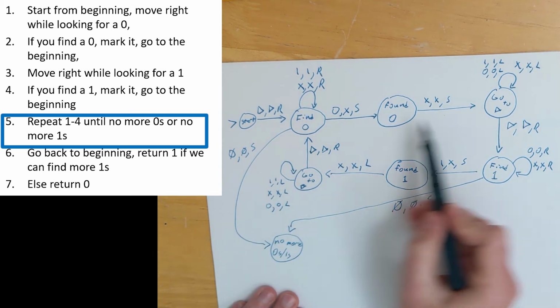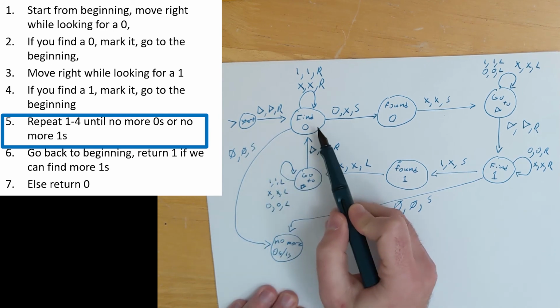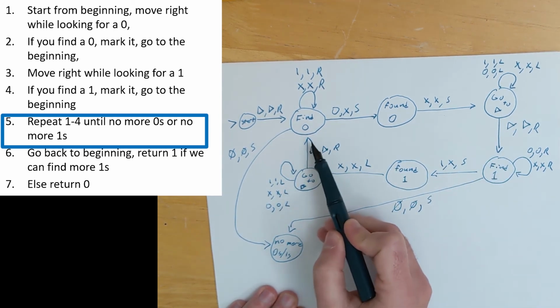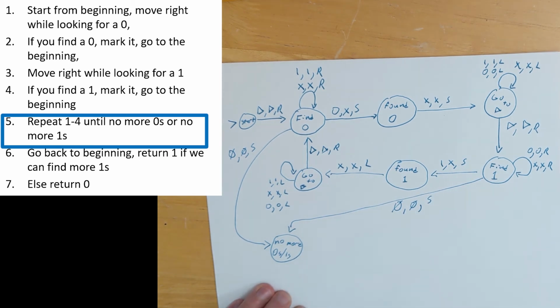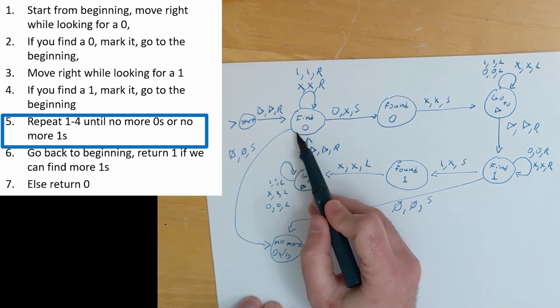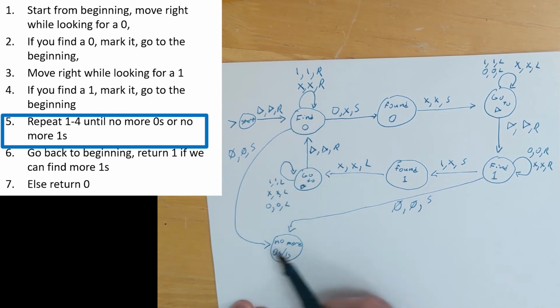Alright, so here I have my start state. Here I have the loop of find a 0, mark it off, find a 1, mark it off over and over again. And if at any point while trying to find a 0, or find a 1, I notice there weren't any more left on the tape, then I'm going to go to this other state over here that's going to say, all right, I'm out of zeros or I'm out of 1s.